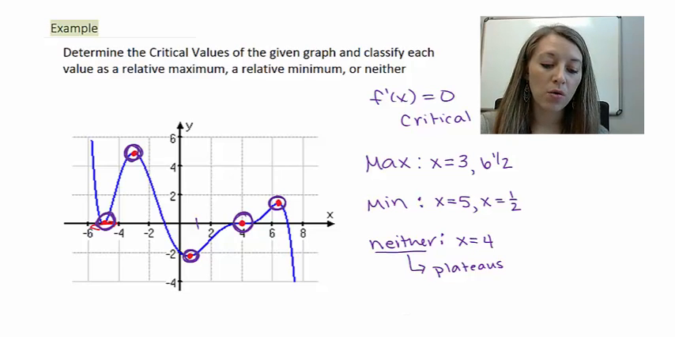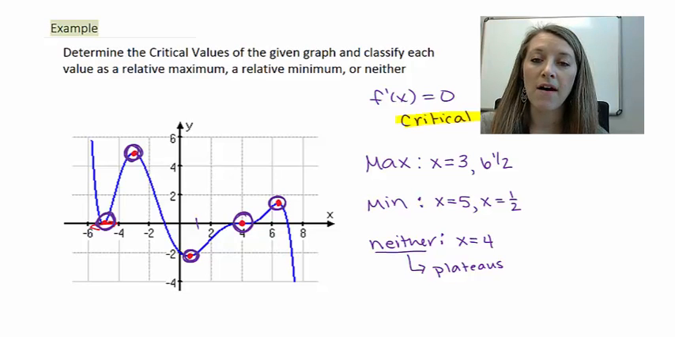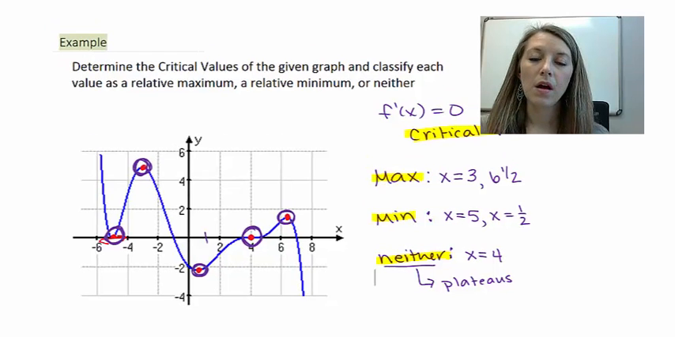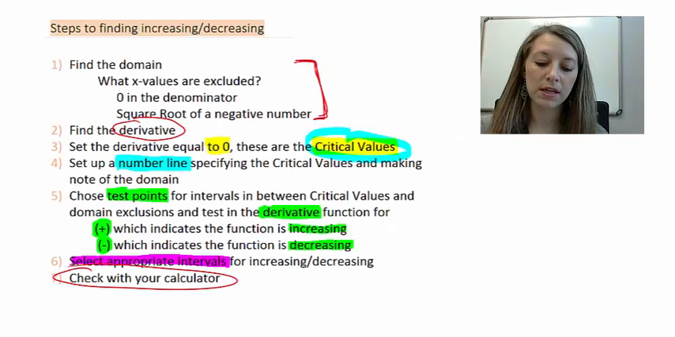So we found all critical values on the graph where my graph flattens out or where I have horizontal tangent lines, and then I've put them into the categories of maximums, minimums, or neither. Now again, this one gave you a graph, so what happens when it doesn't give you the graph and it gives you a function instead? To find these, you're going to be doing the exact same steps that you would be doing to find the increasing and decreasing intervals, the same steps that we did in our last couple examples.